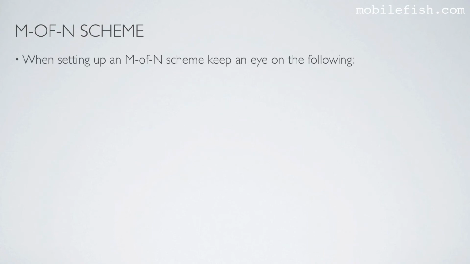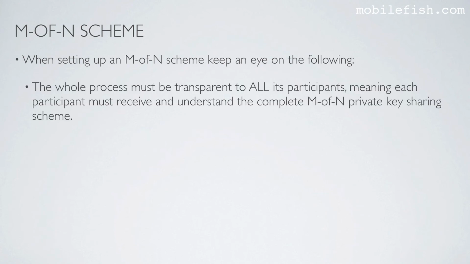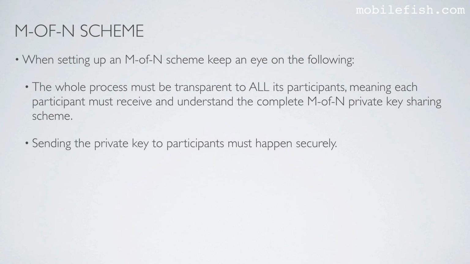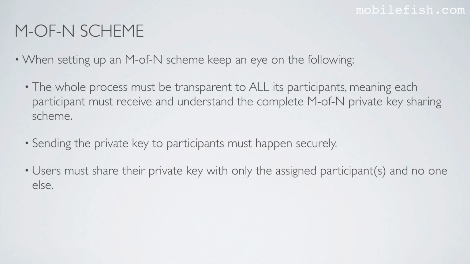When setting up an M of N scheme, keep an eye on the following. The whole process must be transparent to all its participants, meaning each participant must receive and understand the complete M of N private key sharing scheme. Sending the private key to participants must happen securely. Users must share their private key with only the assigned participant or participants and no one else.